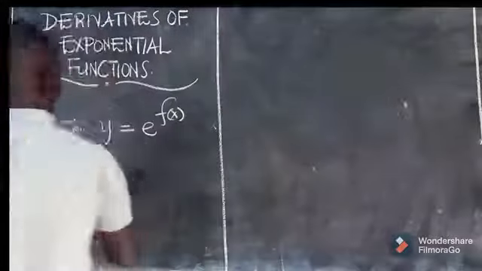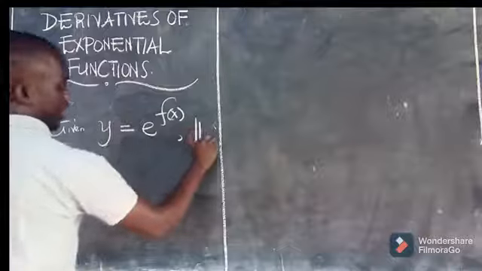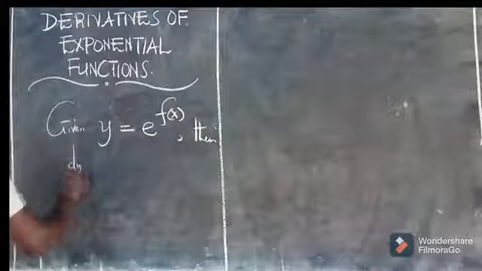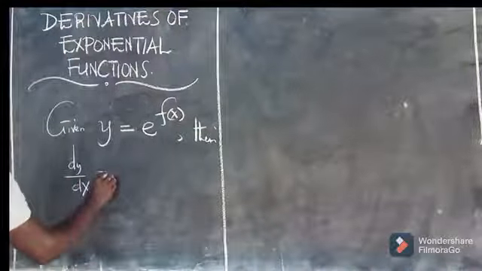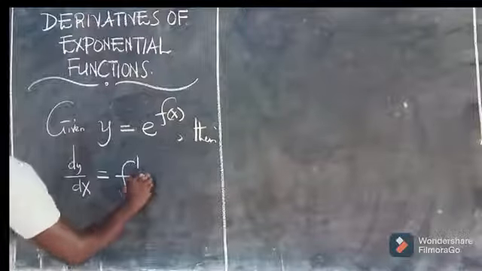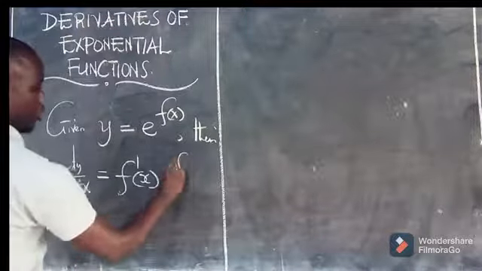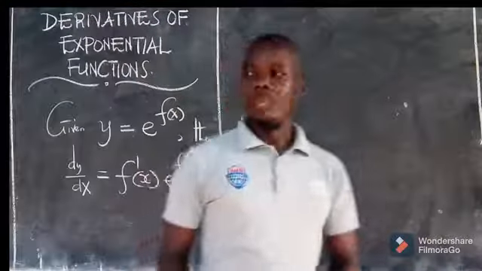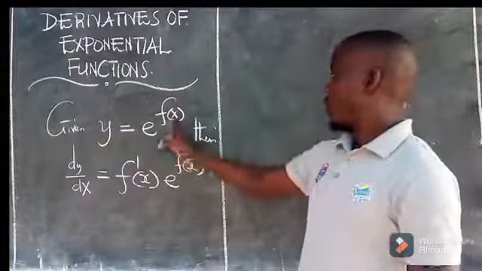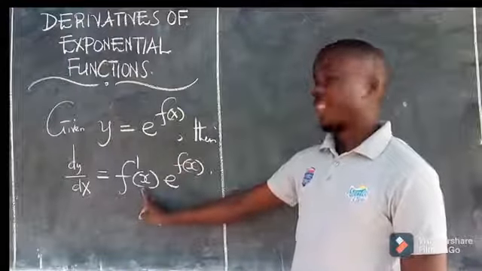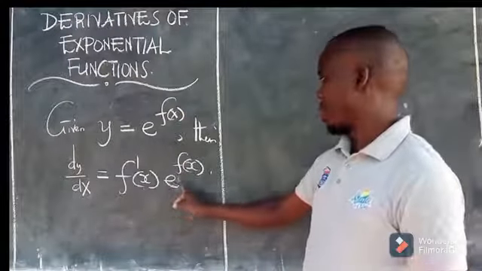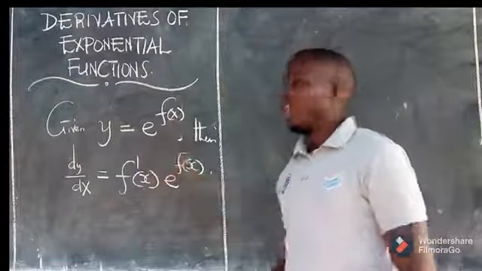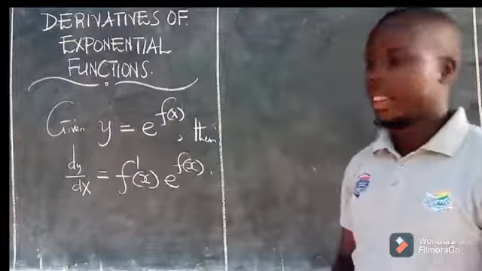So it means we can say dy dx is equal to f prime of x exponential f of x. What I've done is simply getting the derivative of the power, which gives us f prime of x, then multiply by the original function, which is e to the f of x.